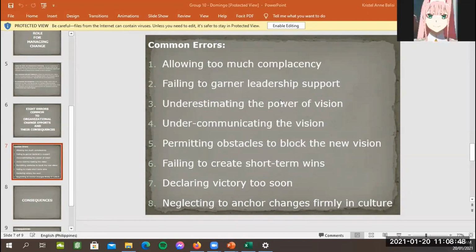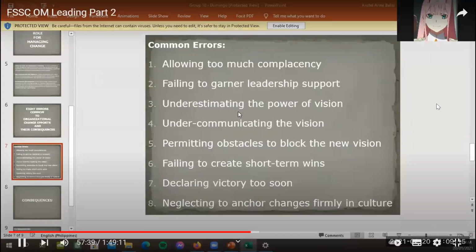Basahin ko na lang po, ma'am. Okay, go ahead. Common errors. Number 1, allowing too much complacency. 2, failing to garner leadership support. 3, underestimating the power of vision. 4, under-communicating the vision. 5, si Abigail na daw po.